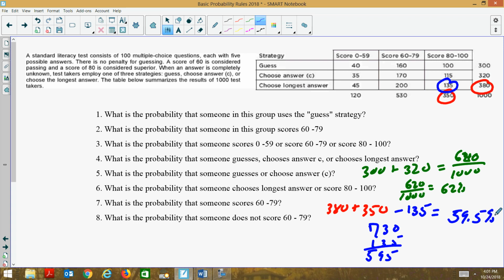What's the probability that someone scores 60 to 79? So we went over that a little bit earlier here, and the answer was 53%.